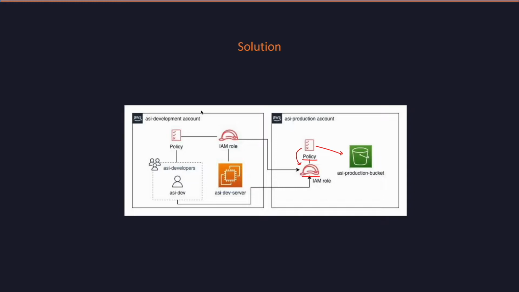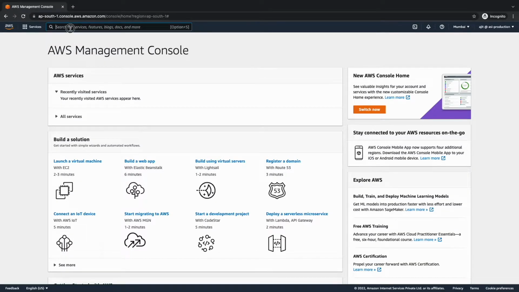Moving on to the development account, we will first create a policy which will allow to assume the production role. We will then add the same policy in the ASI developers group. Then we will create an IAM role and add the policy to that particular role. Once the role is created, we will bind that role to the ASI dev server EC2 instance. And finally, we will test the setup and try to access the S3 bucket from the local machine using the ASI dev credentials and using the IAM role attached from the EC2 instance.